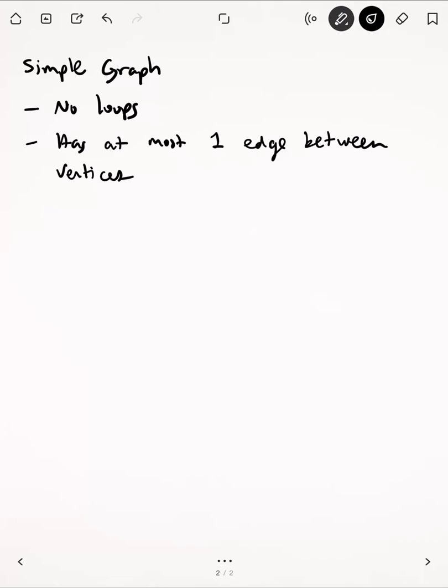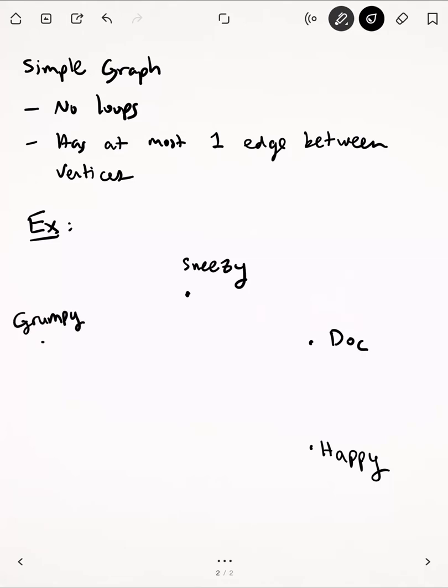And so let's start off with a really simple example of a graph. It's going to be kind of a silly example because, well, it's taken from the book, but it's kind of silly. So imagine we have these 5 people, and let's say they're represented by the vertices. This one is Sneezy. Okay. This one here is Doc. And this one here is Happy. This one here is Grumpy. And this one here is Dopey.